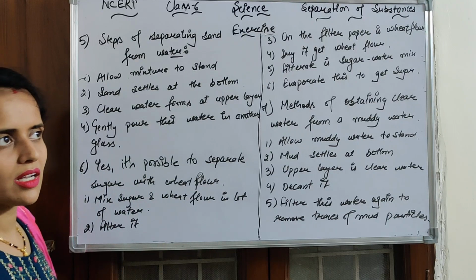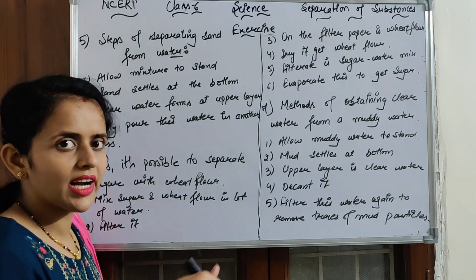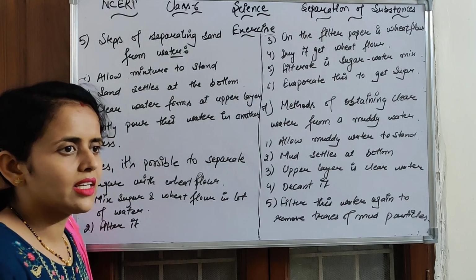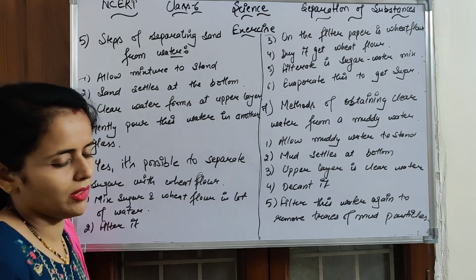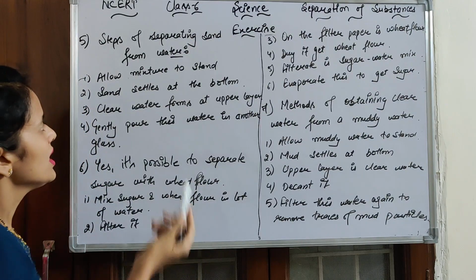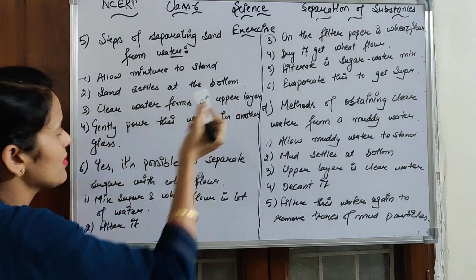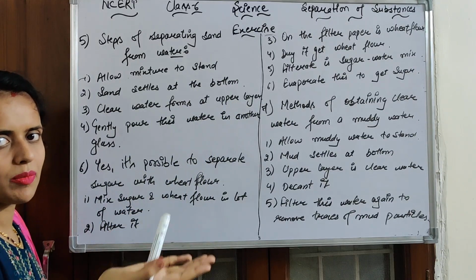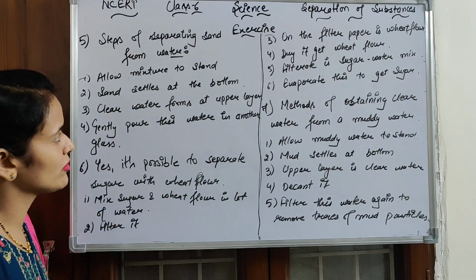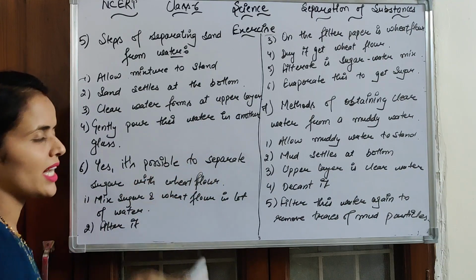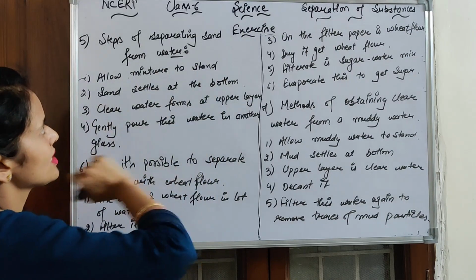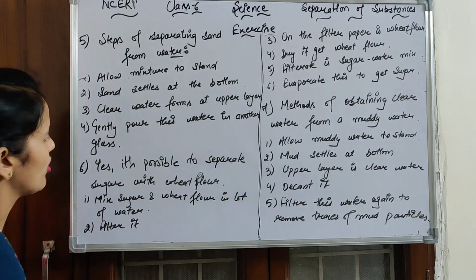If we take one glass of water and add some sand to it, and leave that solution for some time, after some time sand will settle down at the bottom and clear water will be at the upper layer. Remove the upper layer of the water, and we will be left with the sand in one beaker and clear water in another beaker. So this is the method of separating sand from water.